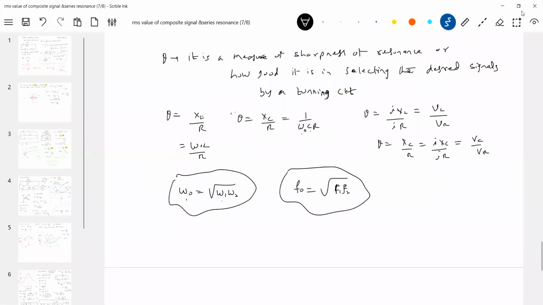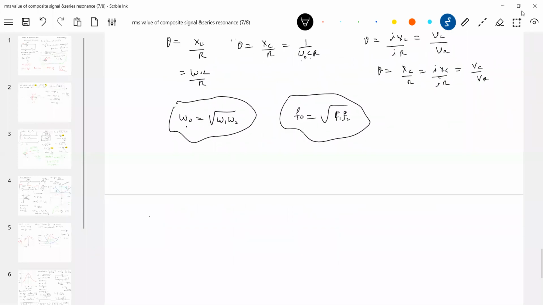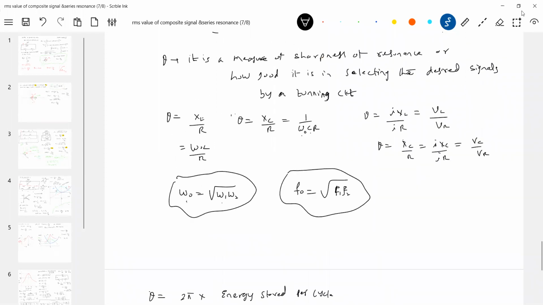Then after this, what is another way of defining quality factor in terms of energy? Q is defined as 2 pi into energy stored by energy dissipated per cycle. I think nothing wrong here, no? This is all per cycle. So from here I'll do one thing, I'll adjust one more I square.